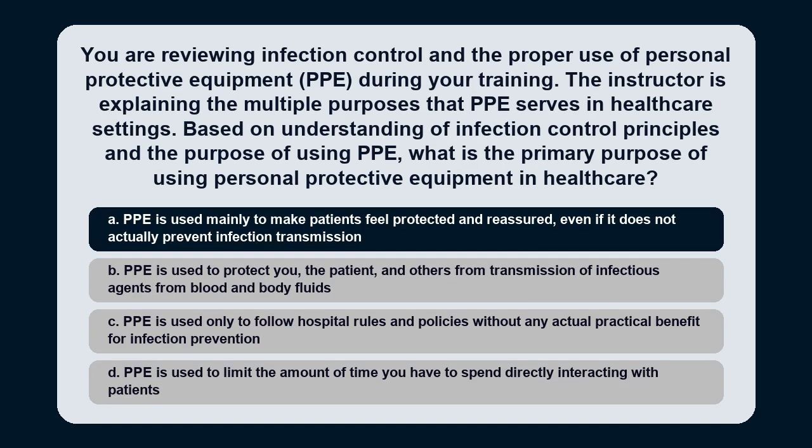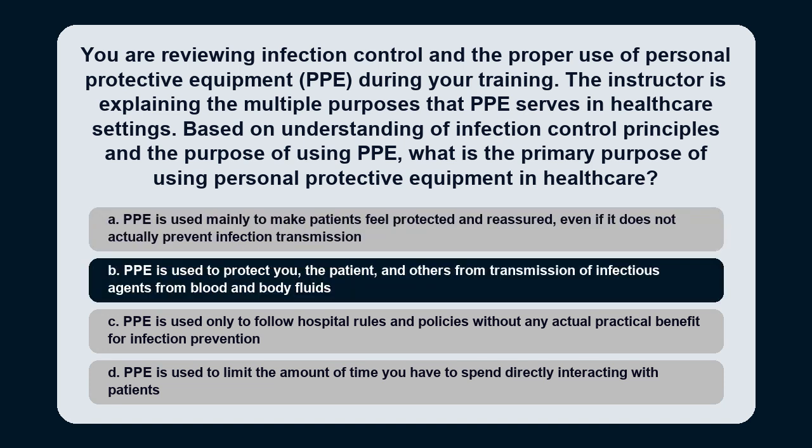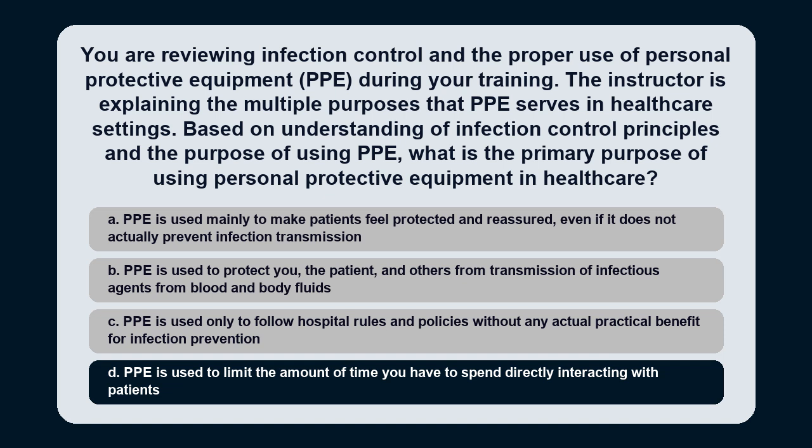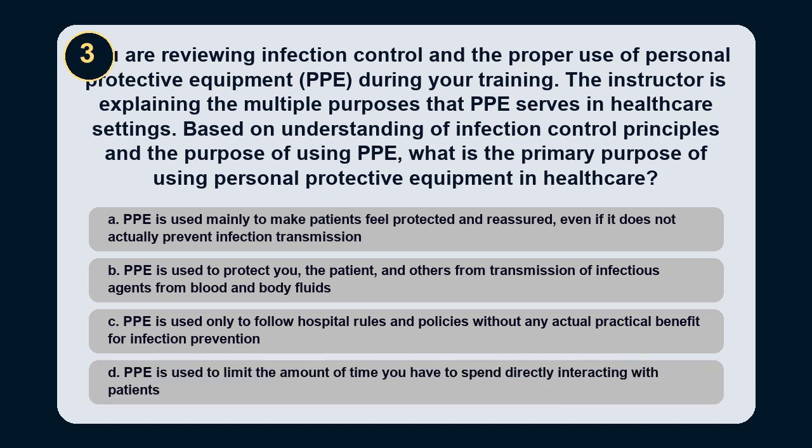Option A. PPE is used mainly to make patients feel protected and reassured, even if it does not actually prevent infection transmission. Option B. PPE is used to protect you, the patient, and others from transmission of infectious agents from blood and body fluids. Option C. PPE is used only to follow hospital rules and policies without any actual practical benefit for infection prevention. Option D. PPE is used to limit the amount of time you have to spend directly interacting with patients.